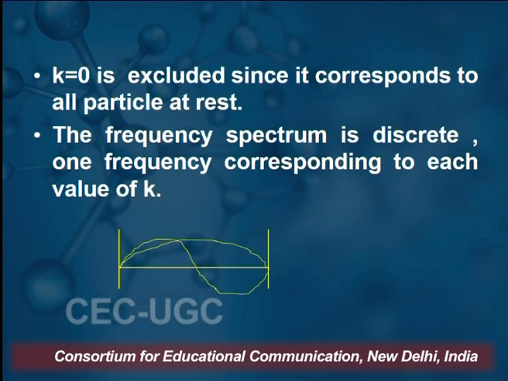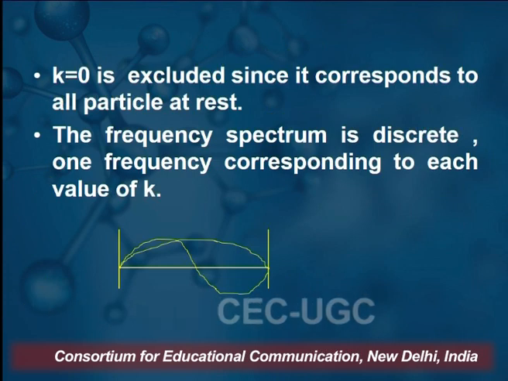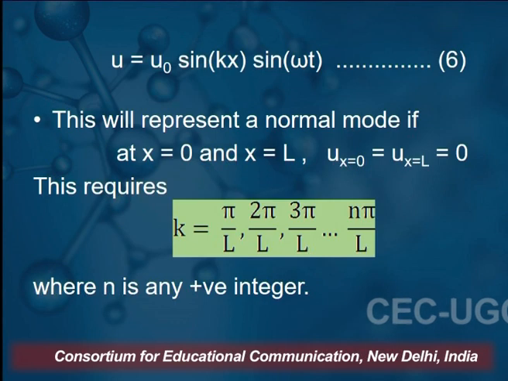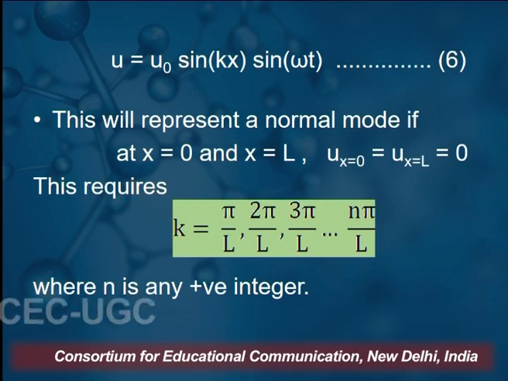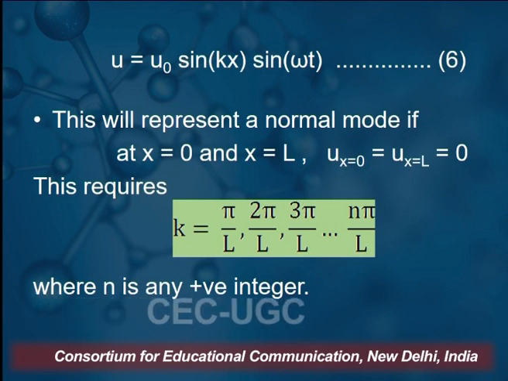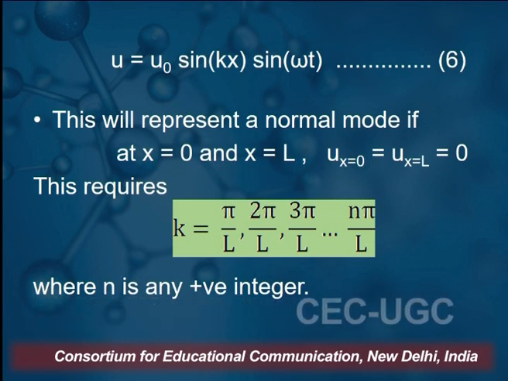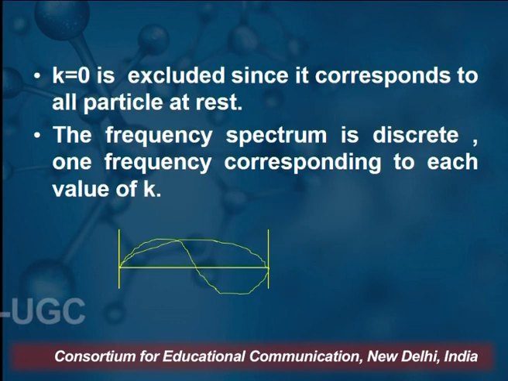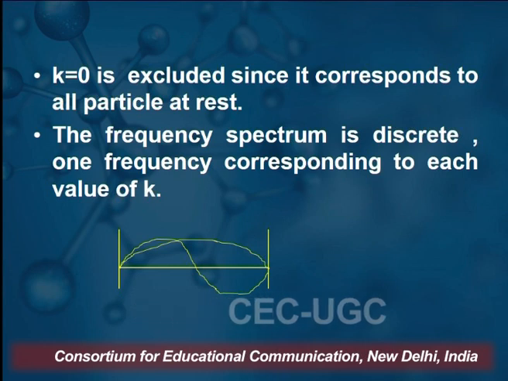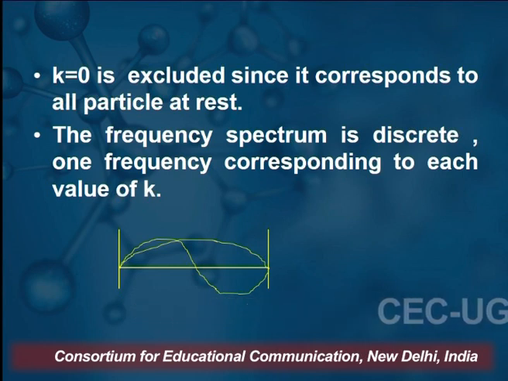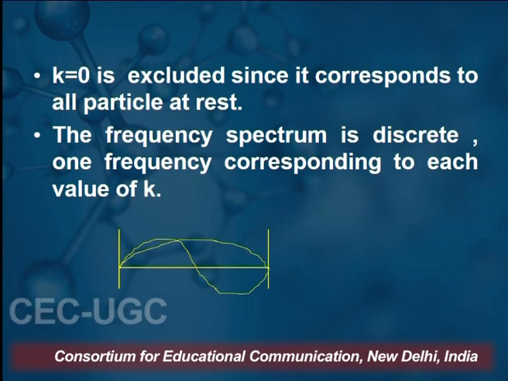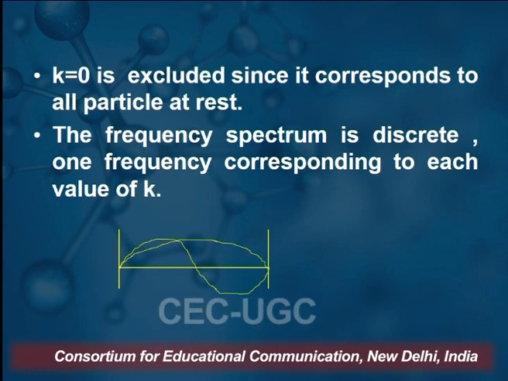In this case, k equal to 0 is to be excluded, because k equal to 0 implies n equal to 0. N can only have positive integral values. K equal to 0 is to be excluded since this corresponds to all the particles at rest. So, in the frequency spectrum in this case, k equal to 0 is excluded.